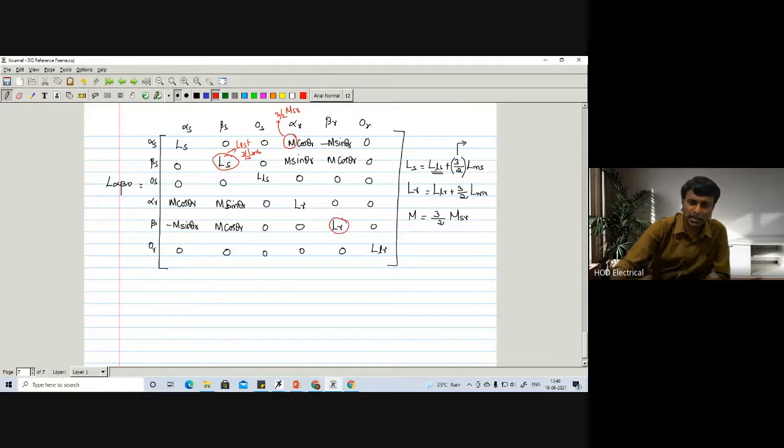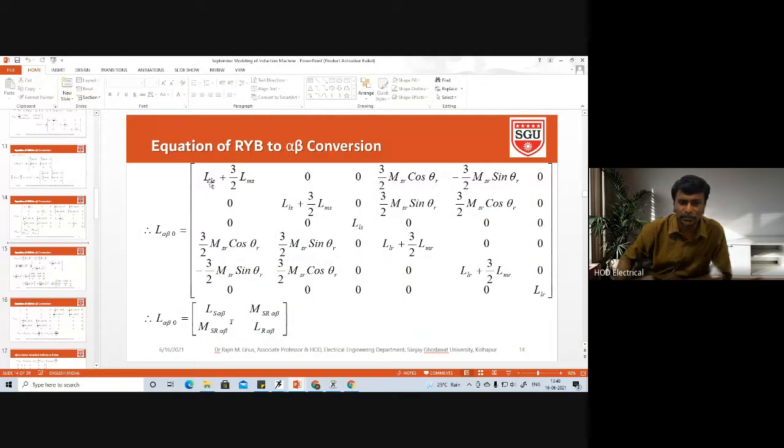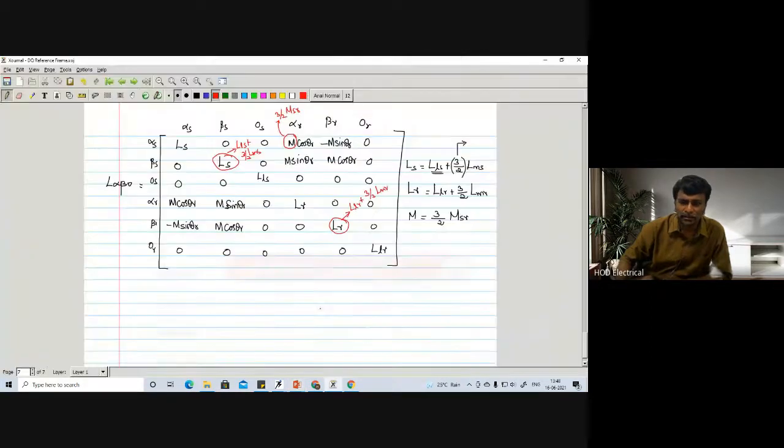Similarly, Lr as Llr plus 3 by 2 Lmr. So like that we can substitute. That's what we have derived in the last lecture. These values 3 by 2 Lls, 3 by 2, this we will get.